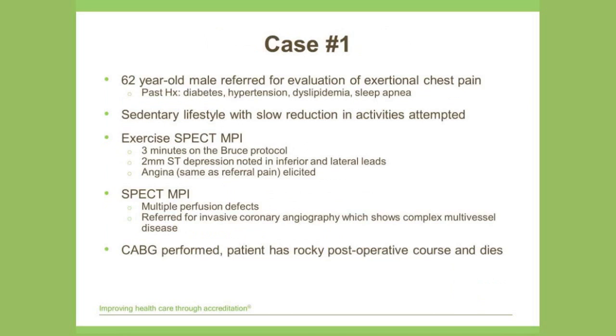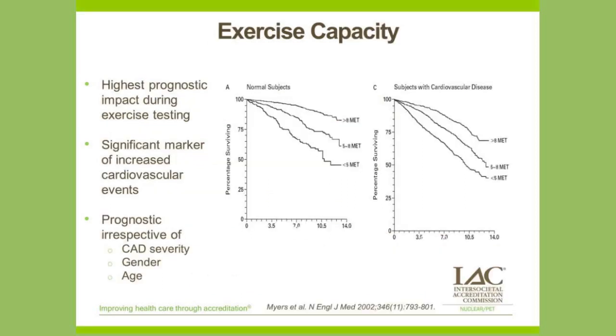It turns out that we're going to label this case as low exercise workload. The reason is that exercise capacity is indeed the most powerful prognostic marker in that case, and in general has been shown to be the most powerful prognostic marker, with the most impact during exercise testing. It's a significant marker of increased cardiovascular events and of all-cause mortality. Exercise capacity has been shown in multiple studies to be prognostic, irrespective of the severity of coronary disease, irrespective of gender or age.